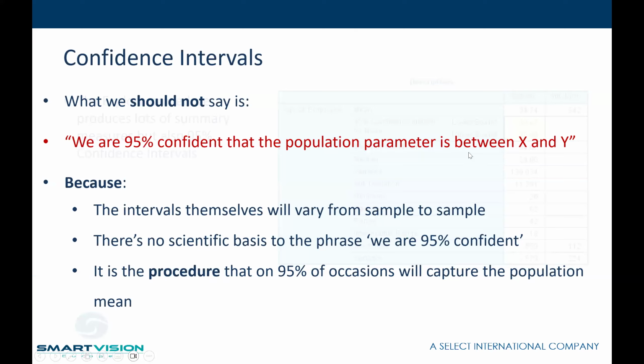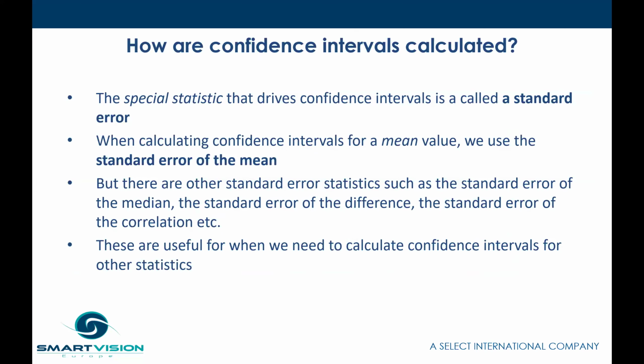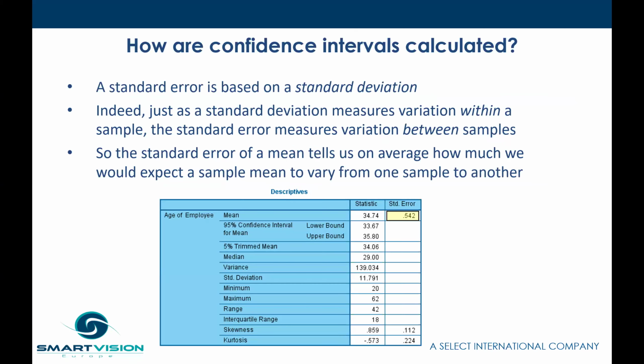Okay, how does that work? Well, the thing that drives it is what's called the standard error. When calculating confidence intervals for a mean value, there are other types of confidence intervals, but for a mean value, we use the standard error. And there are other types of standard error statistics: standard error of the median, standard error of the difference, standard error of the correlation, but this is a standard error of the mean. And these are useful for when we need to calculate confidence intervals for the statistics. So this is a standard error here of 5.42.